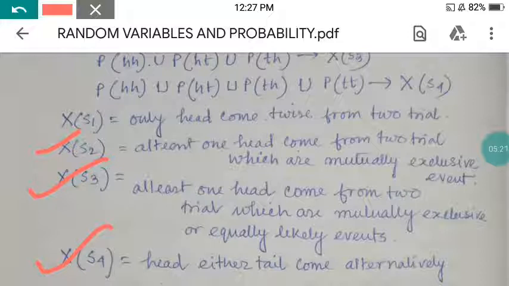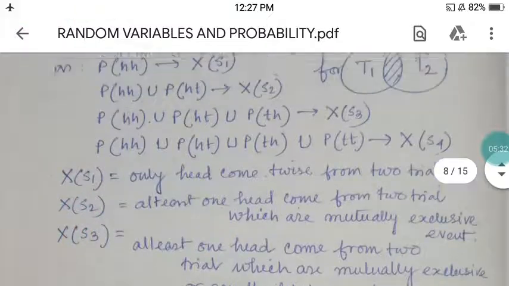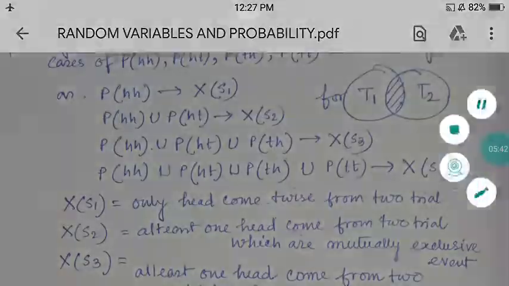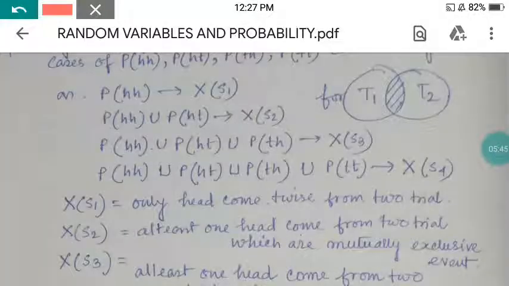So what is the value of X of S3? That is HH, HT, TH. So it is 1/4, 1/4, 1/4. It is 3/4. Okay. So what is the value of X of S2? That is 1/4 plus 1/4. So it is 2/4. And X of S1 is only 1/4. So I can write the values. Therefore, here it is 1/4. Here it is 2/4.